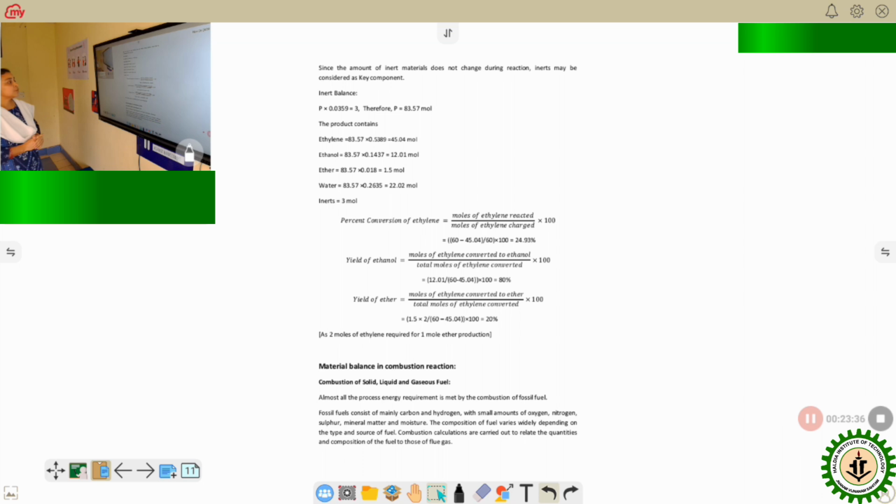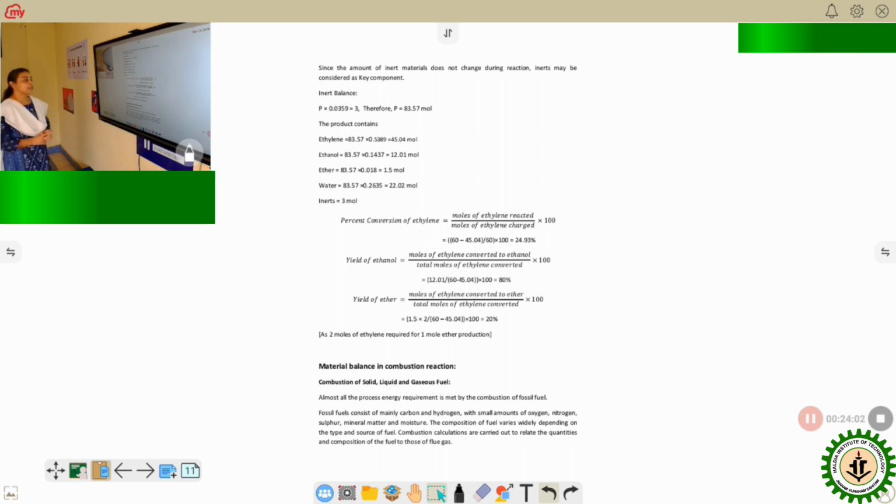Now yield of ethanol is calculated as moles of ethylene converted to ethanol divided by total moles of ethylene converted. So moles of ethylene converted to ethanol is the ethanol present in the product stream, that is 12.01 mole. 12.01 divided by moles of ethylene converted, that is 60 minus 45.04, into 100, that is 80%.